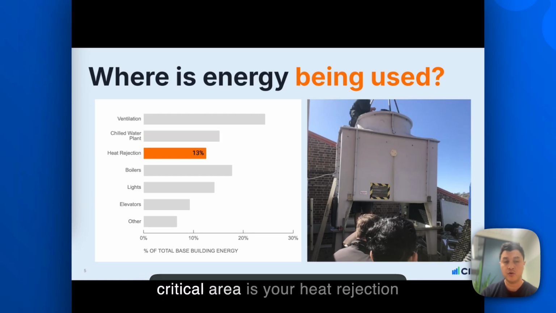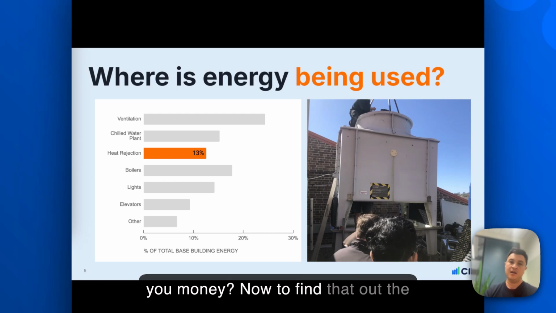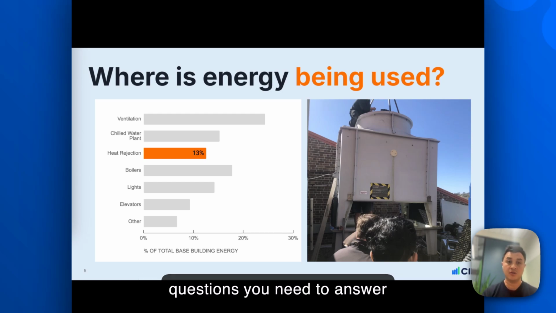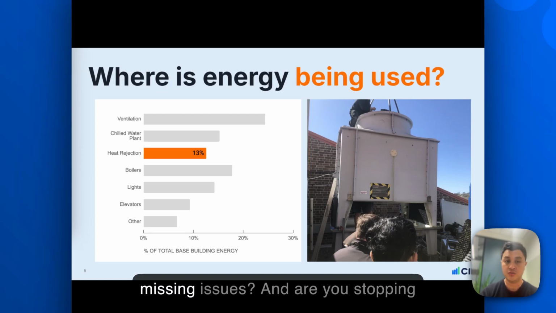Another critical area is your heat rejection systems, using 13% of your total energy use and over a third of total water usage. Now, these represent your cooling towers, your tenant condenser water systems, and the relevant condenser water pumps. Now, are your cooling towers wasting you money? To find that out, the questions you need to answer include, are your pumps being left running overnight? Is maintenance missing issues? And are you stopping water leaks when they happen?